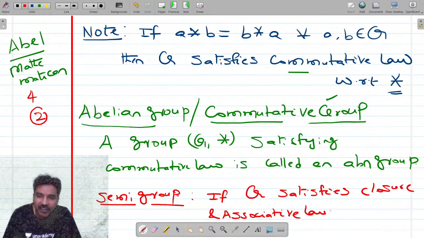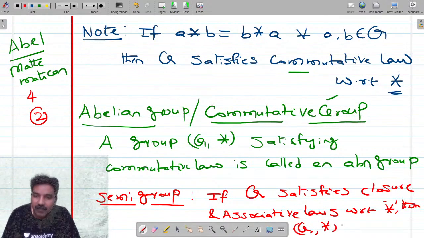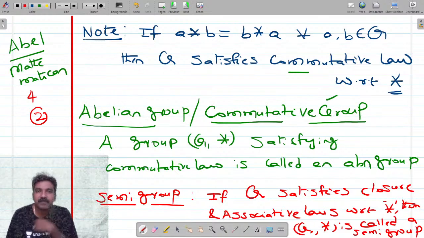If G satisfies closure and associative laws with respect to star, then G comma star is called a semi group. First 2.